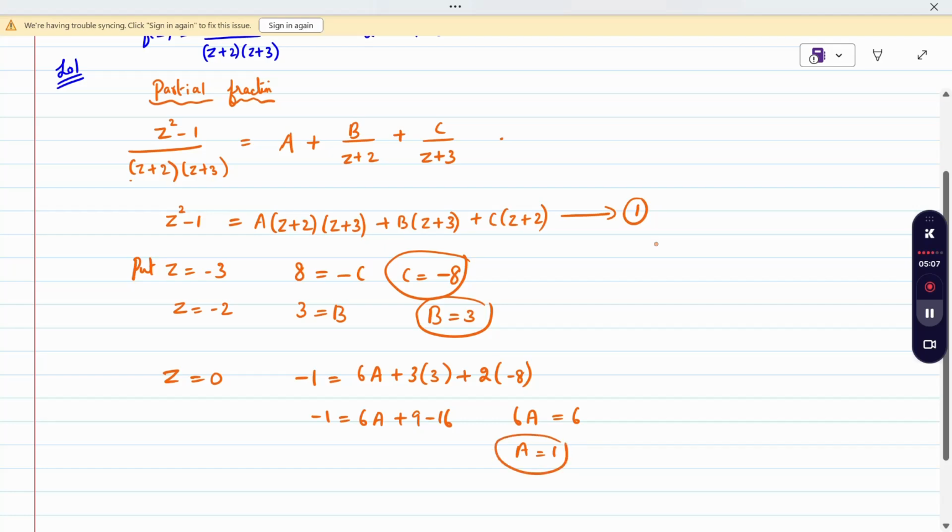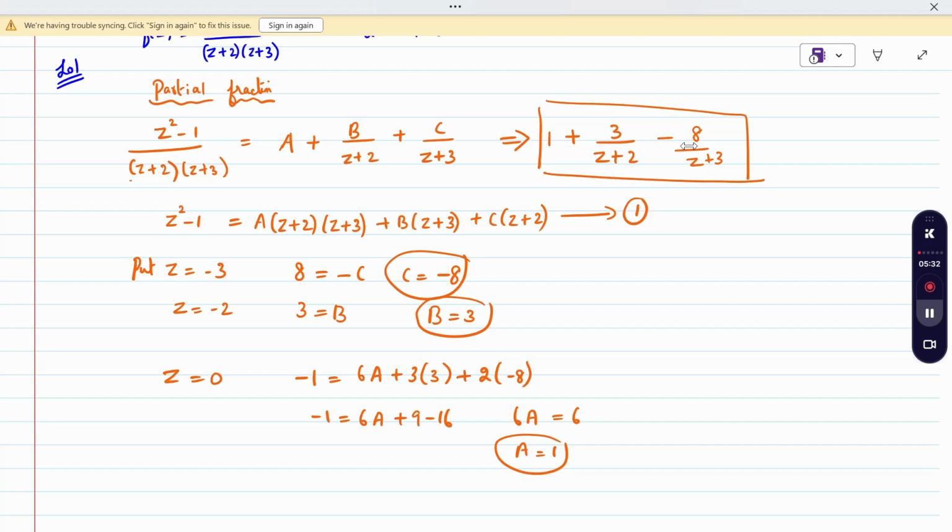Now substitute all the three data in this. A I have calculated to be 1. 1 plus B I have calculated 3 divided by Z plus 2. And C I am getting to be minus 8. So minus symbol I will write it here itself. So minus 8 into Z plus 3. For this only we have to write a Laurent expansion. So now this is our f of Z.